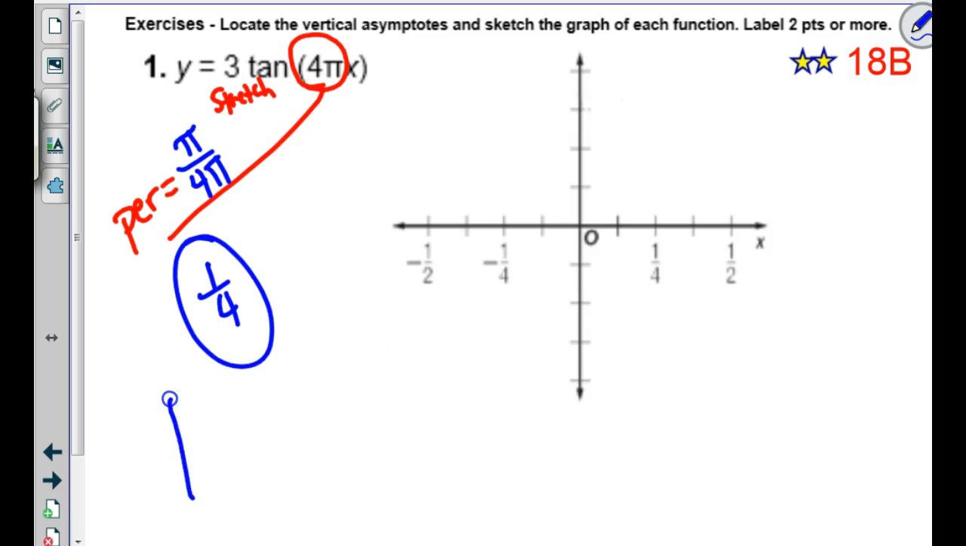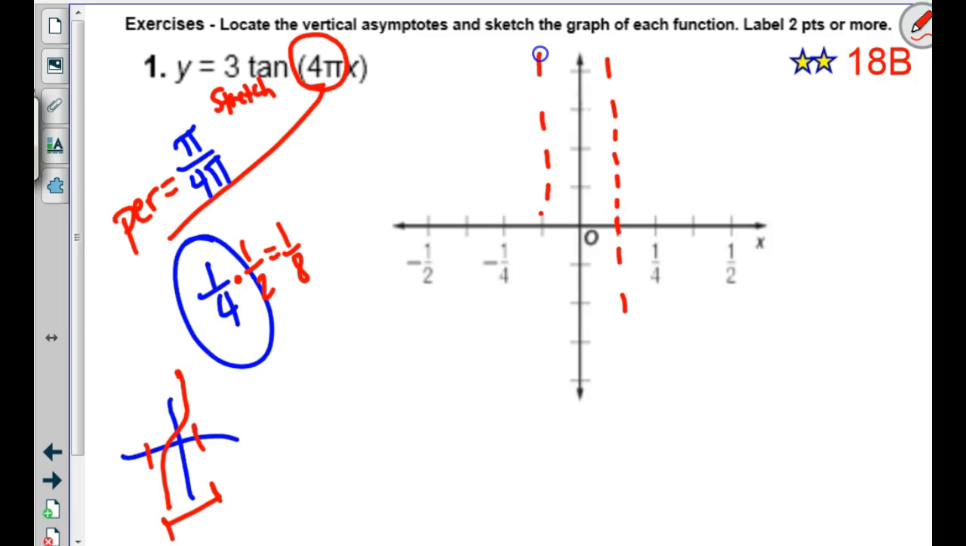Because tangent does what? Well, yeah, it's this shape. So it's going to go a little bit on either side for a total length of 1/4. How much on each side? It's going to go half of this, which is going to be 1/8. There's no pi because the pi divided out up here. So we're going to have an asymptote here and here at 1/8 and at -1/8.